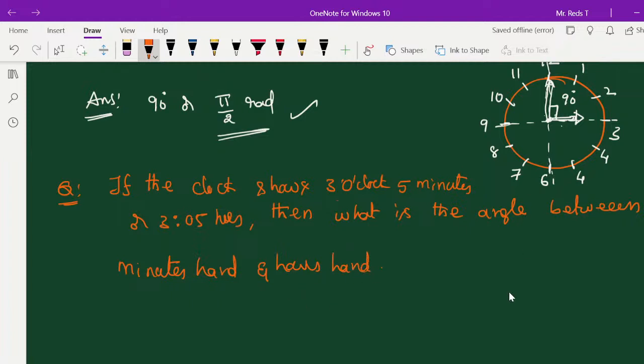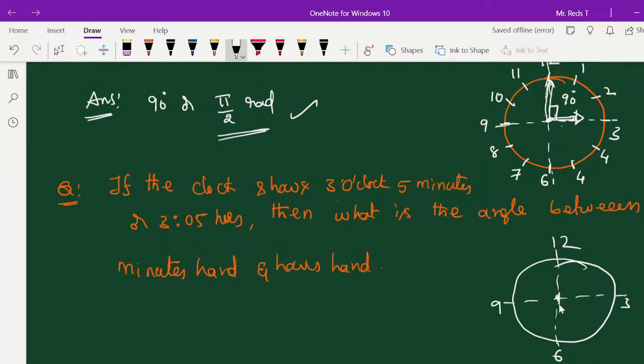Now again you can redraw this diagram. This is a wall clock, circular in shape. Mark 12, 3, 6, 9. Here this is the hour hand and the minute hand. 5 minutes means the minute hand will be here, and the hour hand will be here. Now the question is, what is the angle between these two needles?